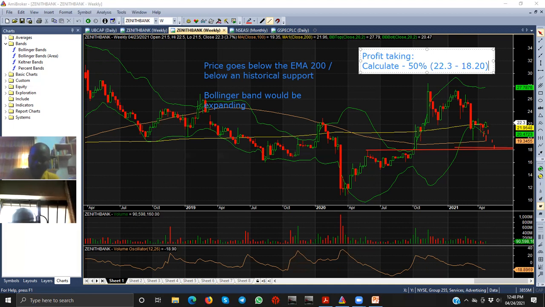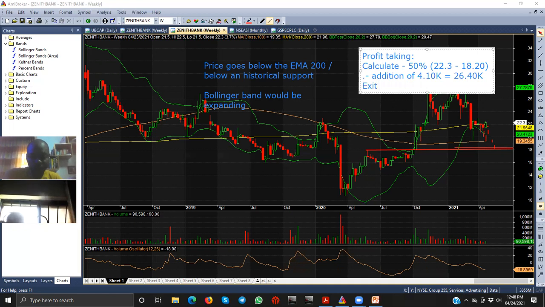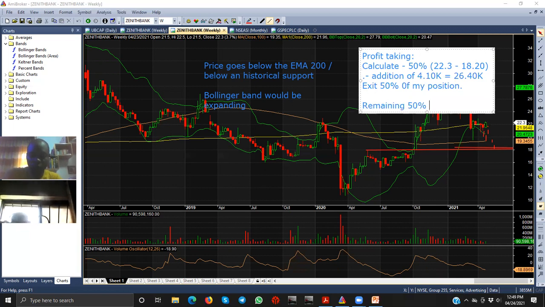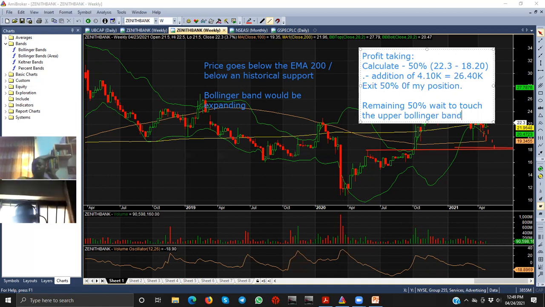Now, if price adds 4 naira 10 kobo to my point of entry, which means that 4 naira 10 kobo plus 22 naira 30 kobo, it gets to 26 naira 40 kobo. I'm taking off 50% of the trade. I'm exiting 50% of my trade at that point, at 26 naira 40 kobo. So the remaining 50%, I wait for it to touch the upper Bollinger Band. Did you get this approach?